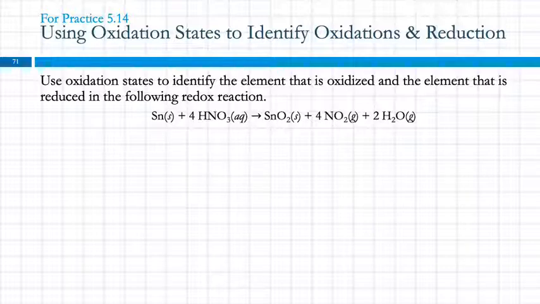Use oxidation states to identify the element that is oxidized and the element that is reduced in the following redox reaction. So here we have to look at each element separately. So we're going to start by assigning oxidation states. So for this tin, what's its oxidation state? 0. How did you know that? Because there's no charge on it. Right? It's Sn, it's an element, no charge, 0.